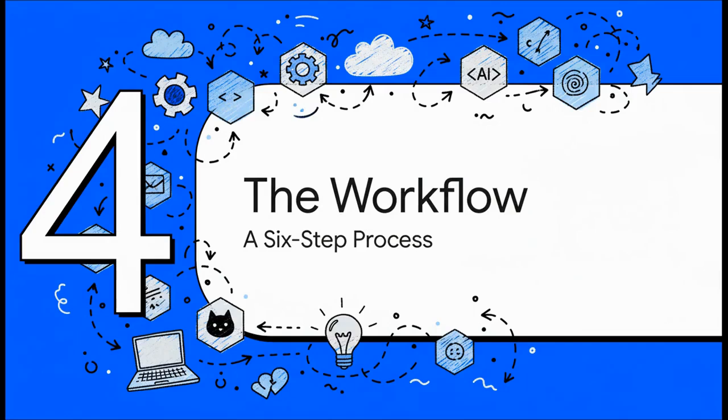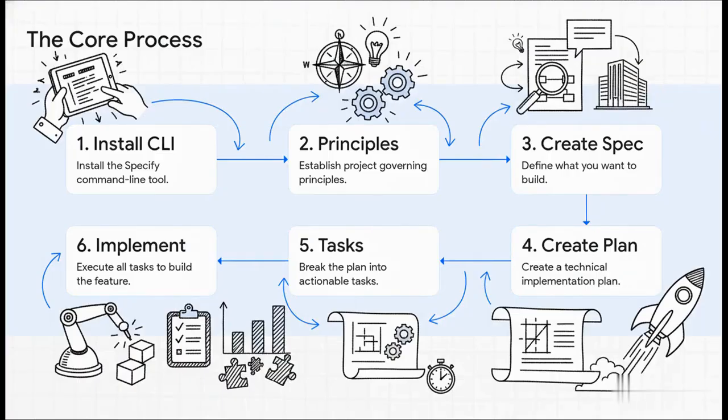So what does this actually look like day to day? Let's walk through the workflow you'd use if you were starting a real project with this thing. The whole thing is broken down into these 6 really logical steps. First, a simple one-time install. Now, step 2 is critical. Before any code gets touched, you establish the project's guiding principles. Then you define the spec, the what. That's followed by a technical plan, the how. From there, the plan gets broken down into small, actionable tasks. And only then, at the very end, do you let the AI actually implement the solution.